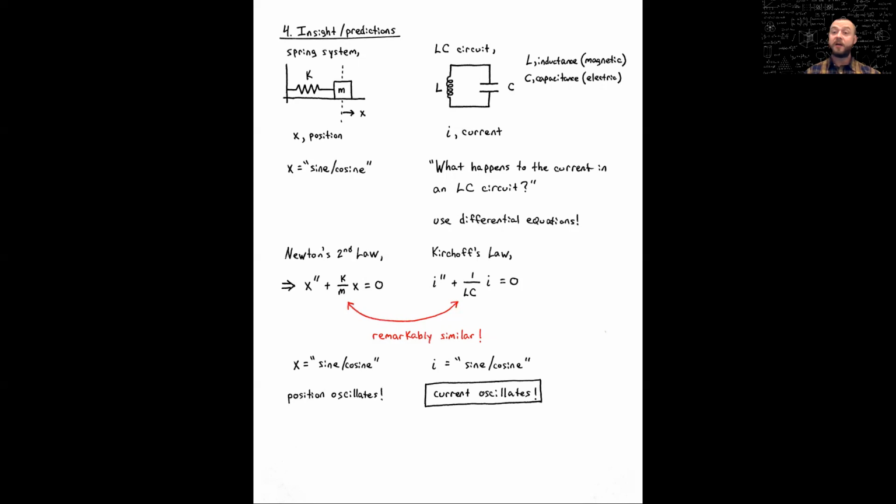And again, you might not have known of that if you were to have taken a look at an LC circuit, but the mathematics guides us to this prediction. The question being, what happens to the current in an LC circuit? The prediction, which we get by solving a differential equation, is that the current oscillates.